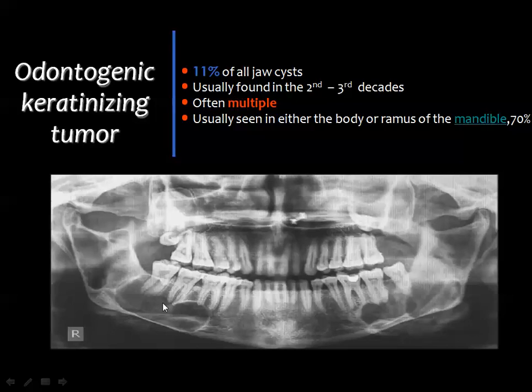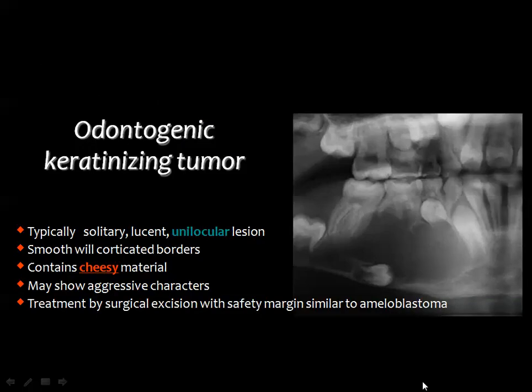And the second one is this lesion is benign and is not locally aggressive. Then you can see the intact appearance of the related roots of the teeth. Then this is a unilocular lesion. Remember that ameloblastoma is multilocular.